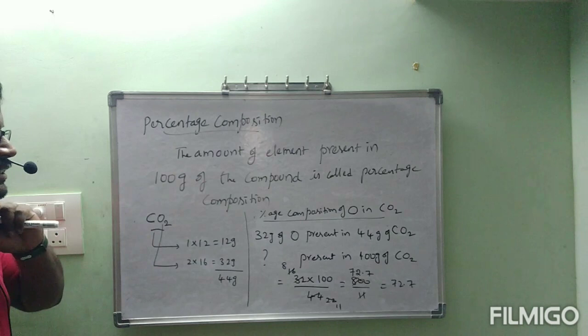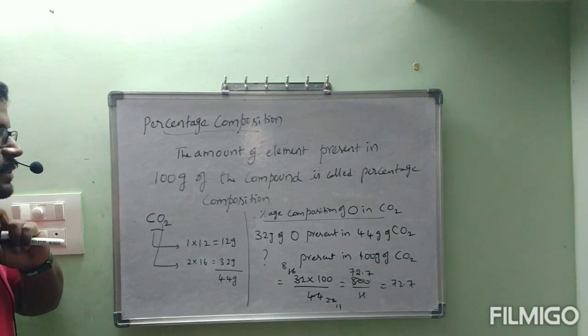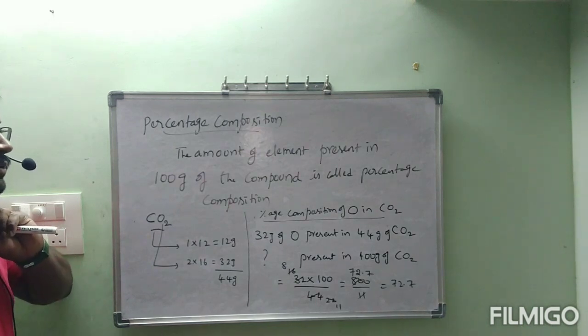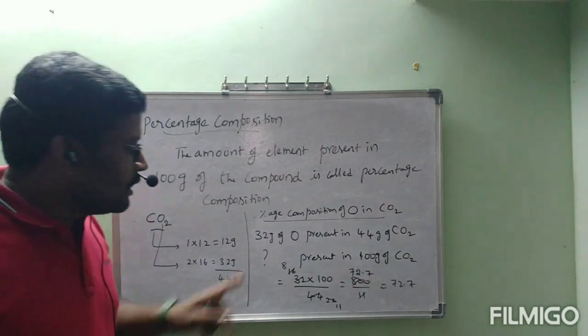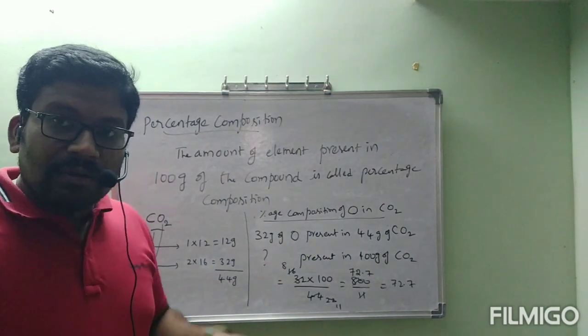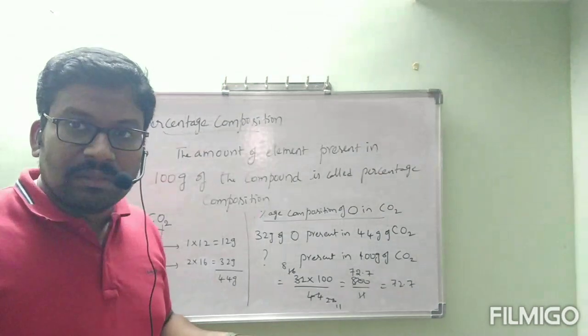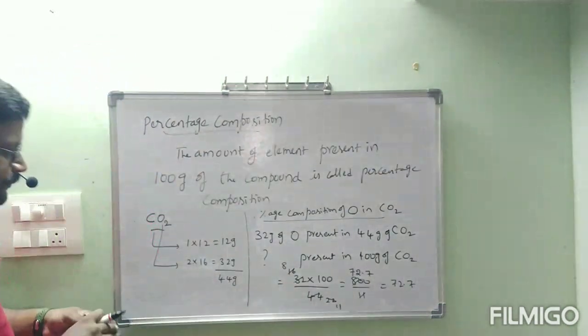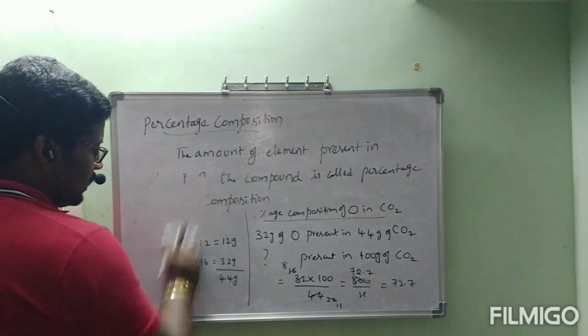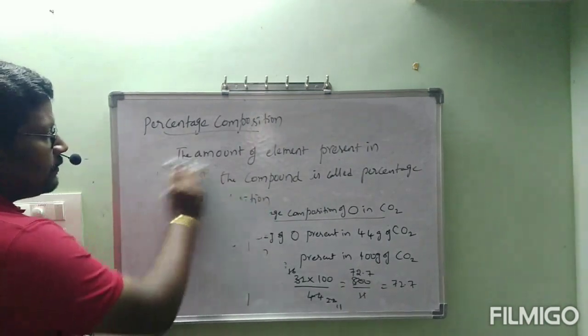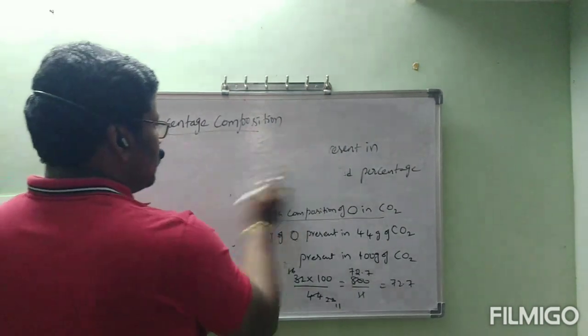Percentage composition of an element is the amount of element present in 100 grams of the compound. If you are very clear with this one, I will go to one more definition. Shall we go through? Okay, let us see. This is about CO2 I told. Now we will go through one more compound, that is CO.